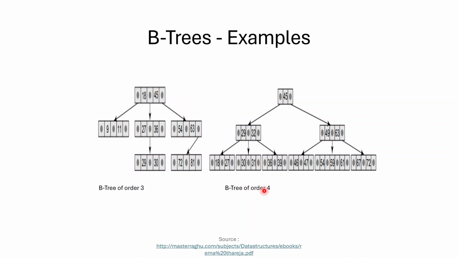Whereas here, order 4 means M minus 1, 4 minus 1, 3. So 3 data can be there in a single node at maximum. So 54, 59, 61.